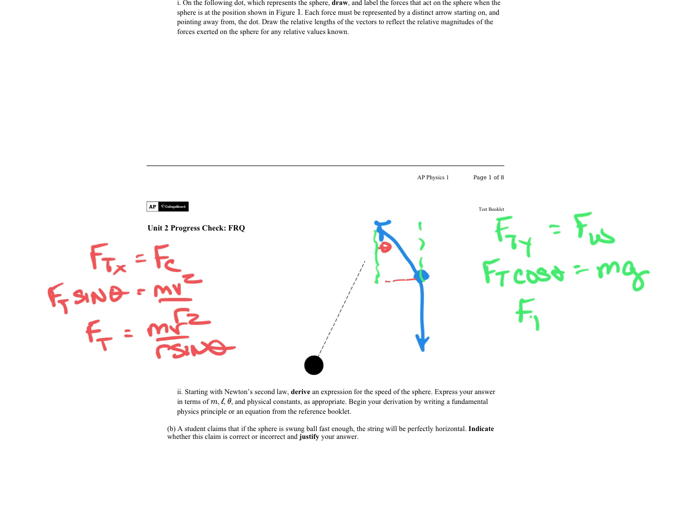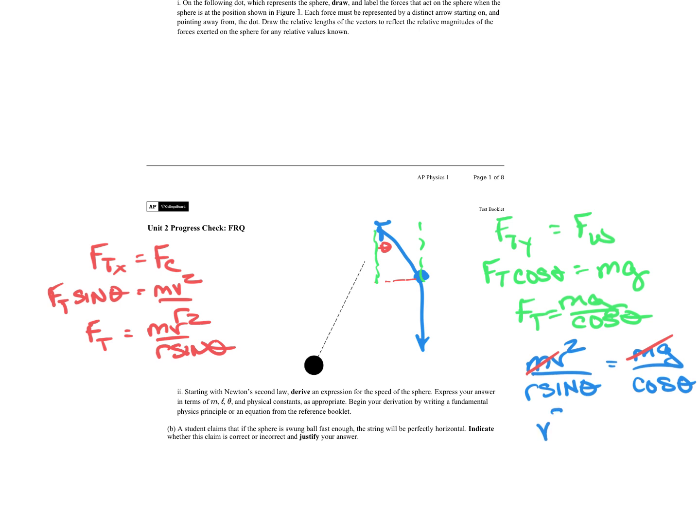So I'm going to take my force tension equals mg divided by cosine theta, and I'm going to combine these two, set them equal to each other. So I've got mv squared over r sine theta equals mg over cosine theta. So I can cross out a few things. I can get rid of the mass. The mass is the same on both sides. Okay, and it wants me to derive an equation for velocity. So I'm going to solve for v squared.